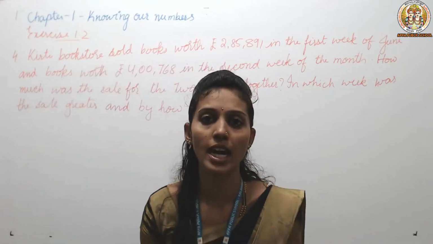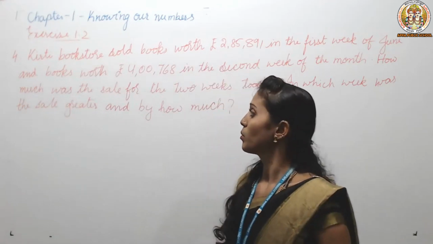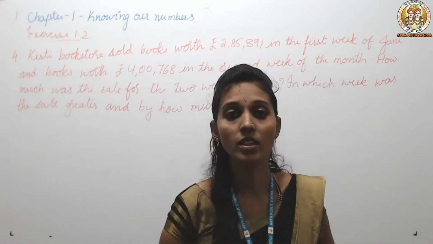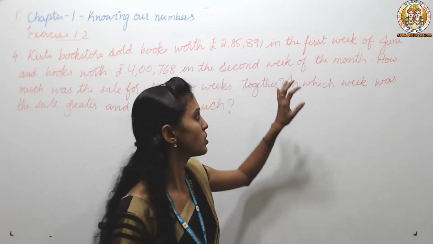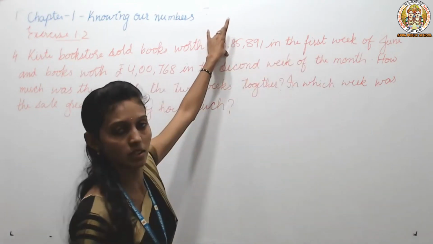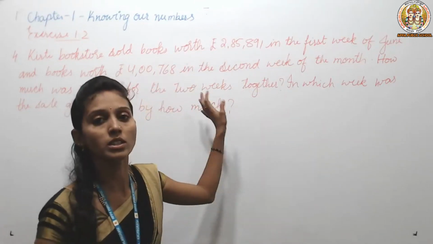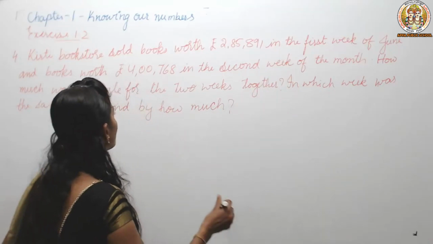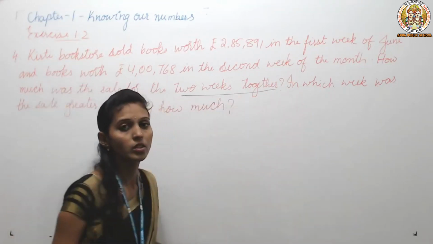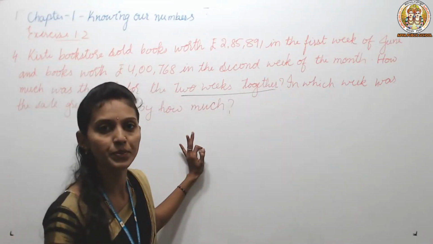This is the asked problem. What have they asked? They have given that in a bookstore, for 2 weeks, this amount of books has been sold. What is the total sale for the 2 weeks together? What to do to find 2 weeks together? Together means total sale, right?